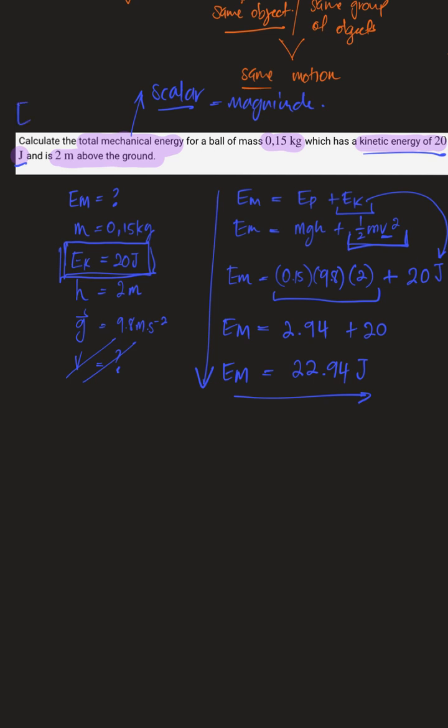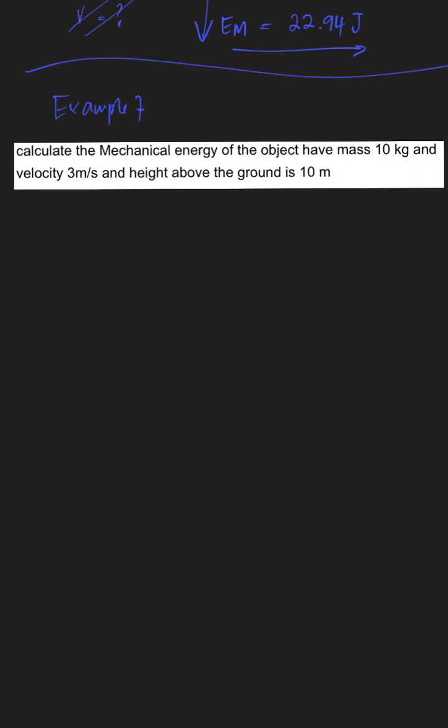Oh, don't forget that this was example 6. We're going to do example 7 now. Okay, so we look here. Example 7: calculate the mechanical energy of the object that has a mass of 10 kilograms and a velocity of 3 meters per second and a height above the ground of 10 meters. So let's get all that information written down.